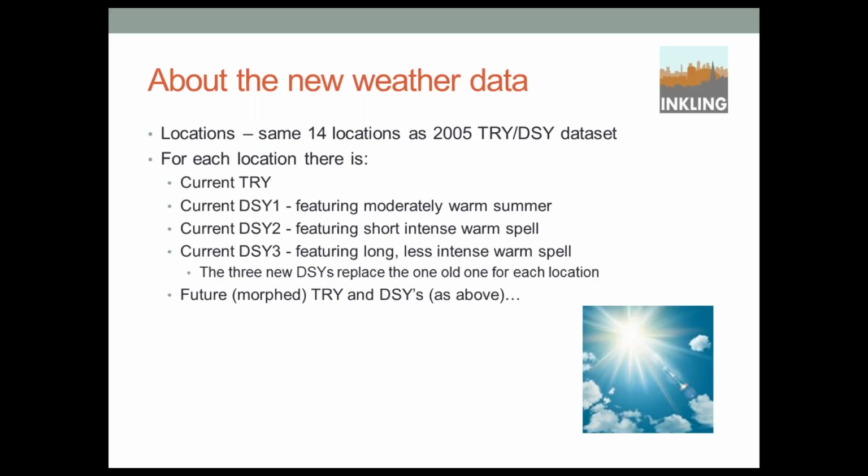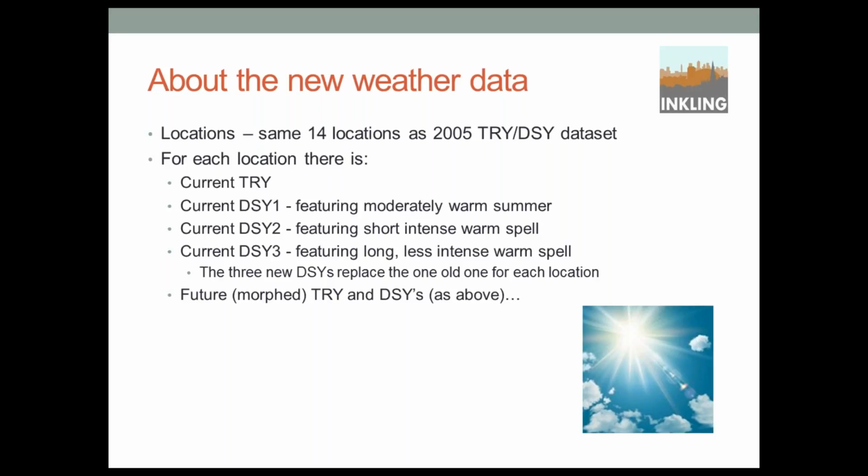As we had in the 2005 CIBSE weather set, there are the same 14 locations spread across the country, and there's the same TRY and DSY split: test reference years for winter and heating analysis and average years, and then design summer years, which are used for overheating and looking at hot summers and testing cooling and overheating risk.